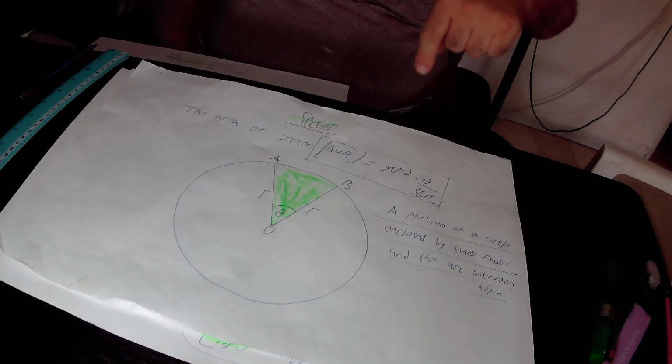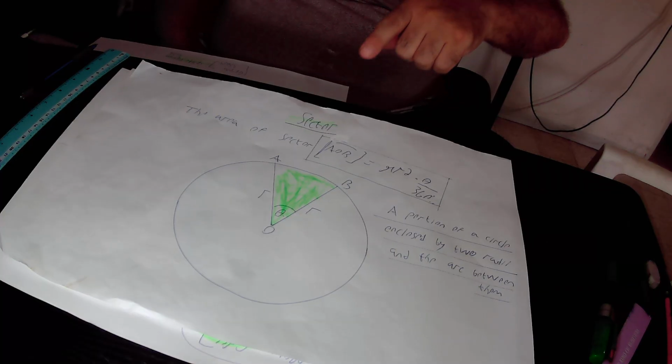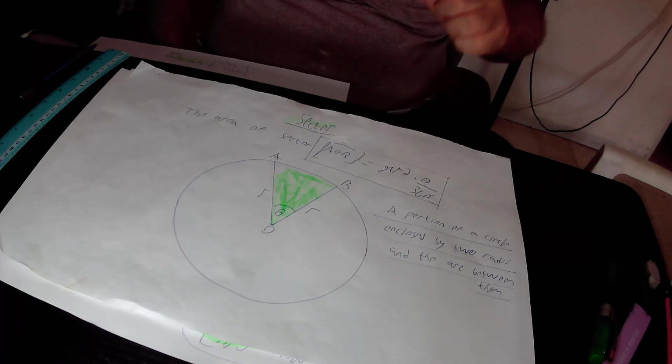pi r squared, that is the area of the circle that contains the sector, times the angle between the legs of the sector, that is theta, over 360 degrees.